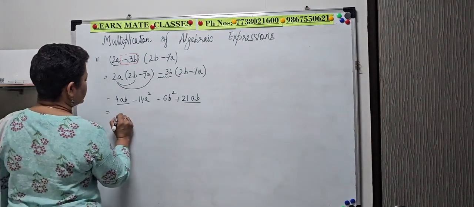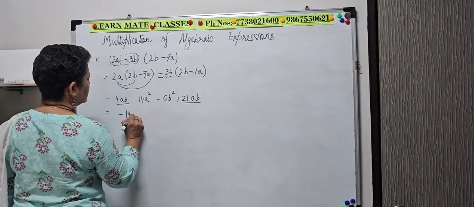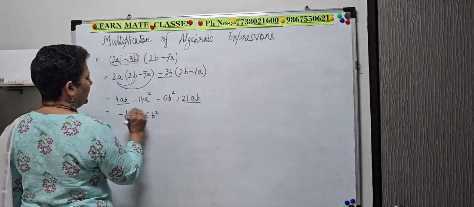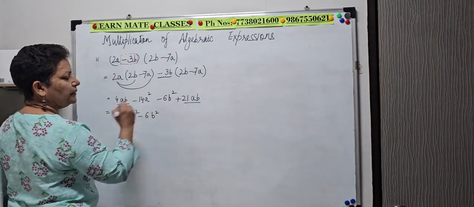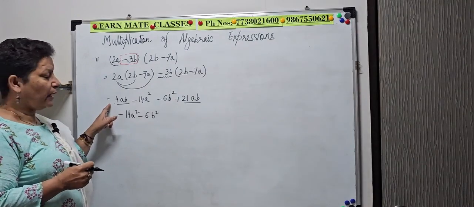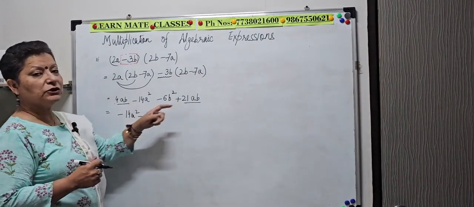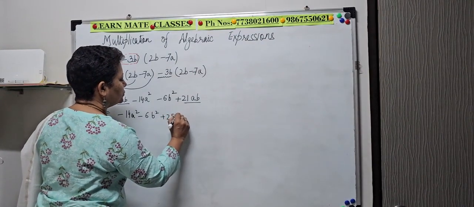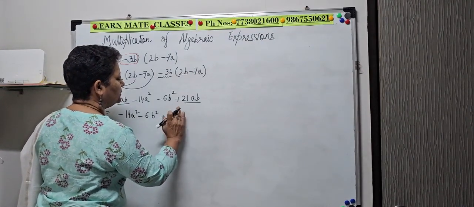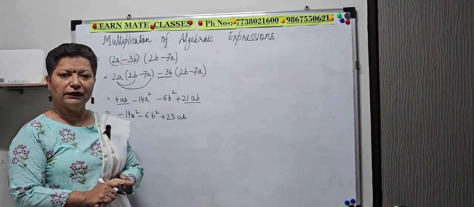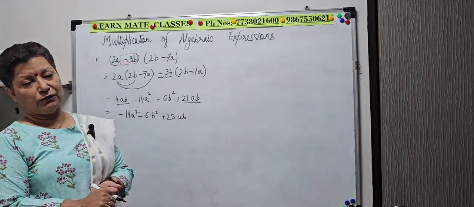So my first term would be minus 14a square, next minus 6b square, and a plus 4 and a plus 21. Remember, without a sign, it is always regarded as a plus. So plus 4 and plus 21 is going to give you plus 25ab. That's going to be your answer here, right? So that's how you're going to be doing a binomial into a binomial.